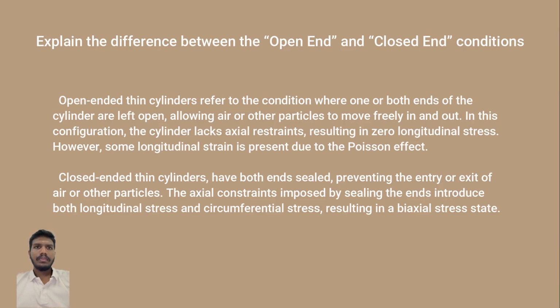On the other hand, a closed-ended thin cylinder has both ends sealed, preventing the movement of air or particles. The sealing introduces axial constraints, resulting in both longitudinal stress and hoop stress. This creates what we call a biaxial stress state, as two stress components act simultaneously on the cylinder walls.